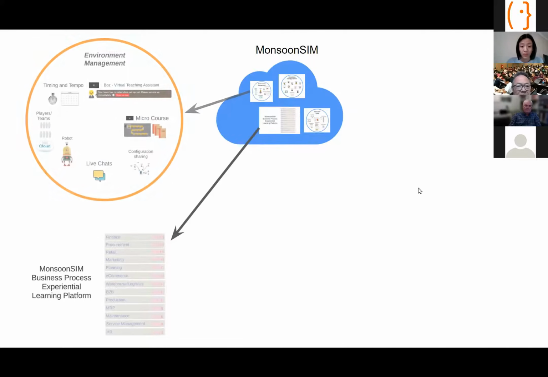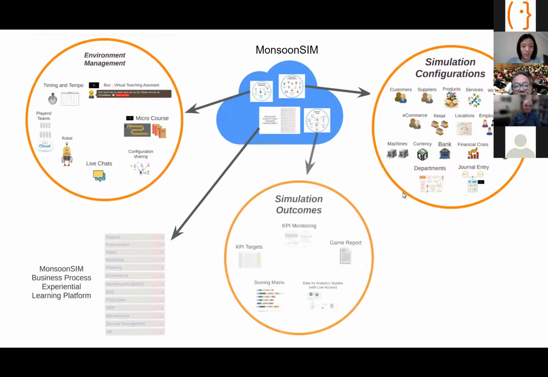It consists of a lot of components which we are not going to get into, but I just want to highlight them. First of all, we have all these micro concepts, they are digitized here. And then we have this environment management that is controlling the gamification and the simulation and the whole pedagogies, teaching the tempo and the pace and so on. And then we have the simulation outcome, and integrated reporting is part of this bubble. And then the simulation configuration, which are the things that you can configure in MonsoonSim.